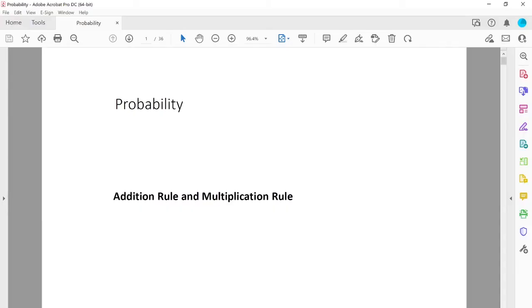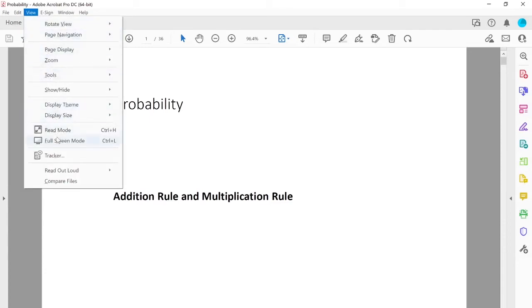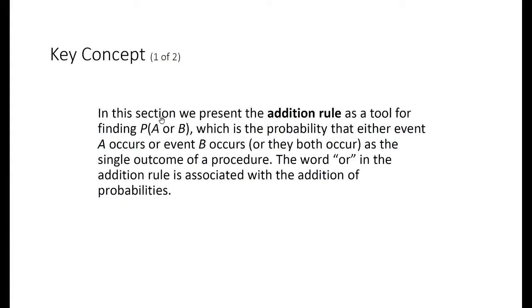Okay, so in this section we're going to discuss two different rules, addition and multiplication, for probability. Let's say you have two events A and B, and if we would like to find out the probability of A or B happening, that can be found by using the addition rule.